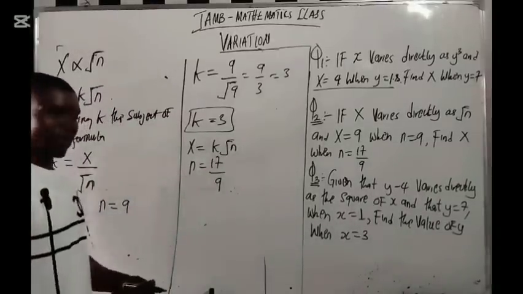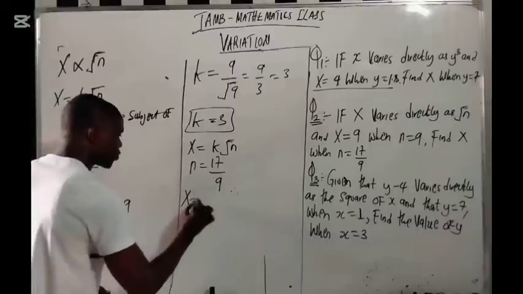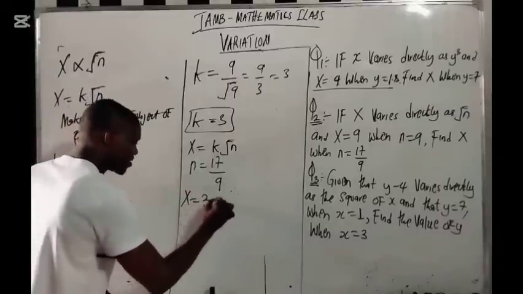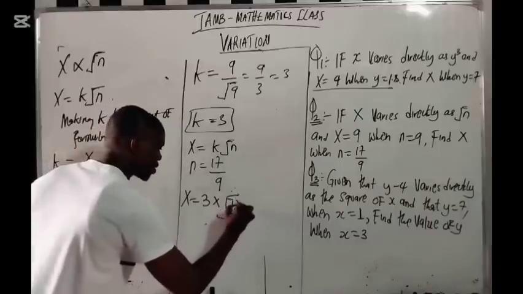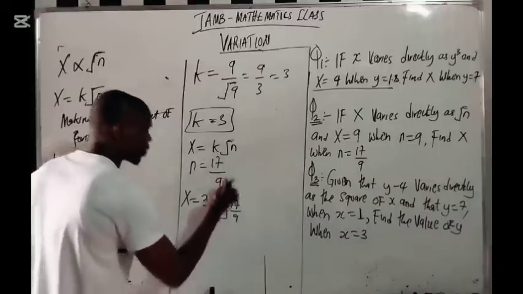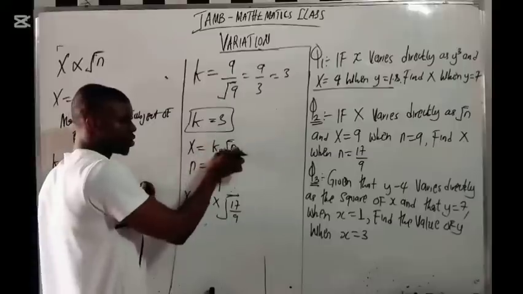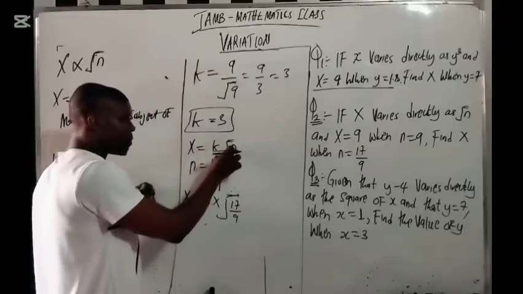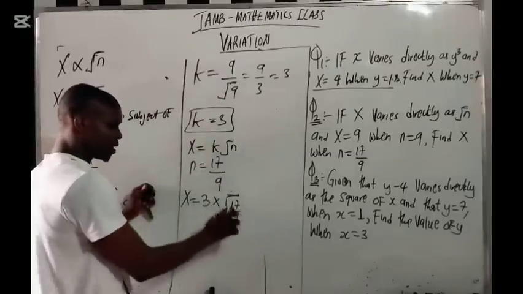So now let's input our values here. Let x equals k times the square root of what? k is 3 times the square root of 17 over 9. Why is it like this here? Because this n is the square root here, right? So now my n is equal to 17 over 9.